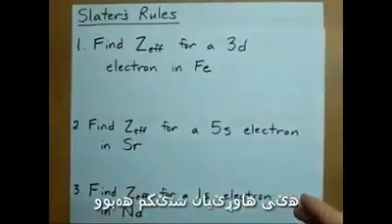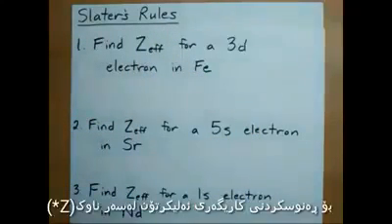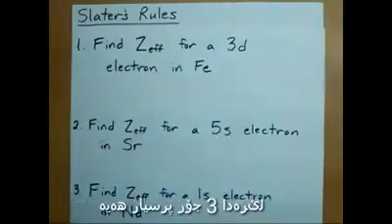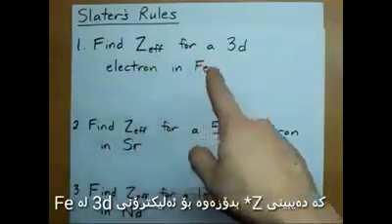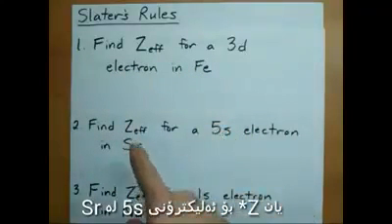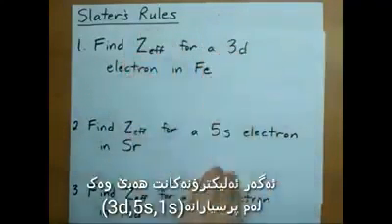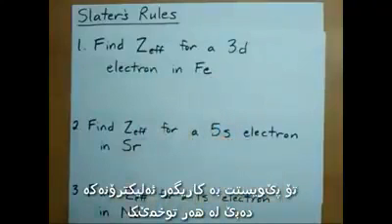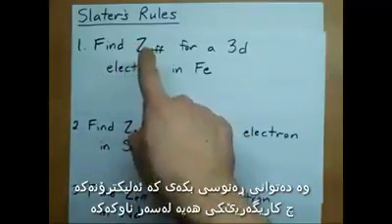Hey guys, I had a request to explain how Slater's rules work for figuring out the effective nuclear charge on an electron in an atom. These are three kinds of questions you could see: find the effective nuclear charge for a 3d electron in iron, or a 5s electron in strontium, or a 1s electron in neodymium. If you're given the electron and the atom, you're going to be able to figure out what that effective nuclear charge is.